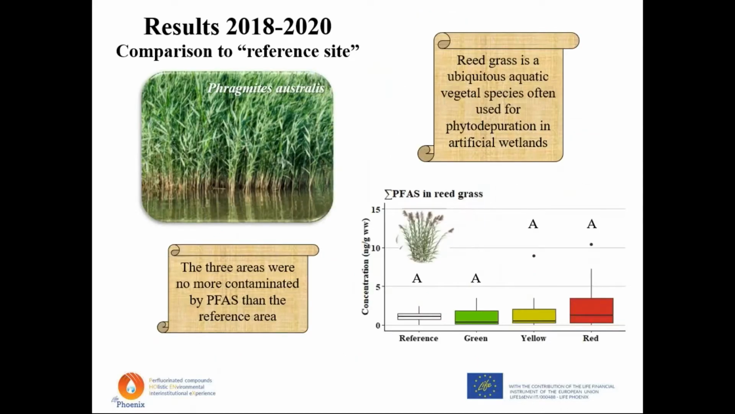A short remark about biotic samples. As you can see, only reed grass has been considered because this organism is the only organism always present in all sample sites. Reed grass is a common aquatic plant species often used for phytodecoration in artificial wetlands. Based on the ANOVA test, you can see that the 3 areas are not more contaminated by PFAS than the reference area.